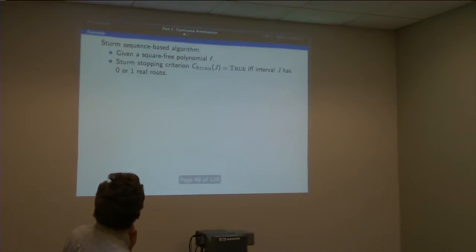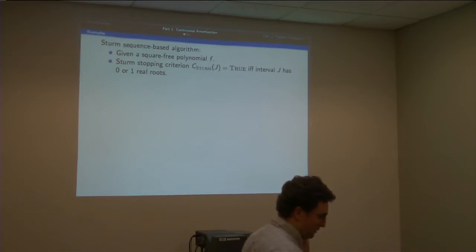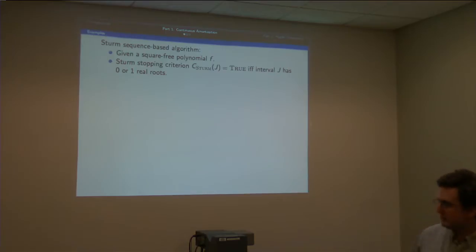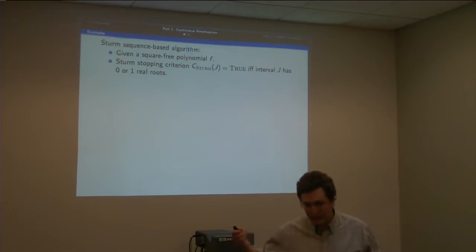All right, so let's do an example on the ideal problem. A Sturm sequence will give you perfect information. So let's start, just to make it all easy, with a square-free polynomial. We don't really need it, but it's easier to think about. Sturm's test will tell you exactly how many roots.